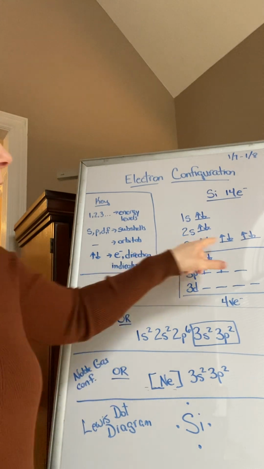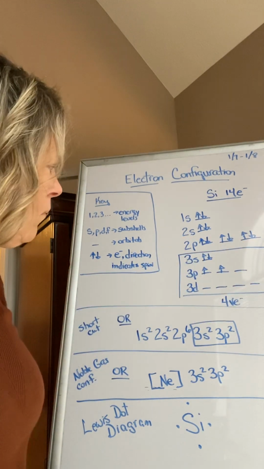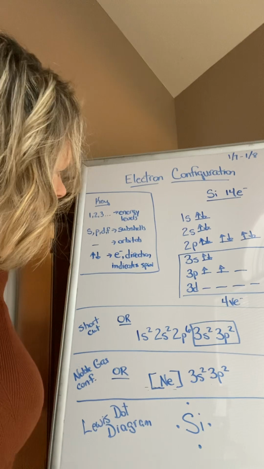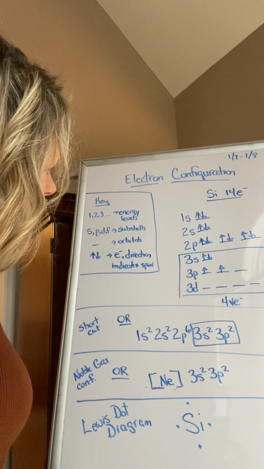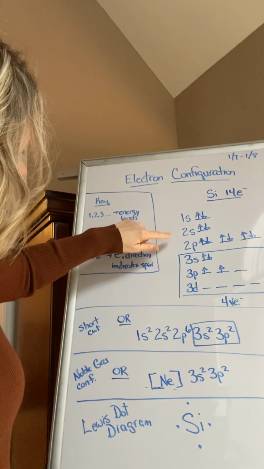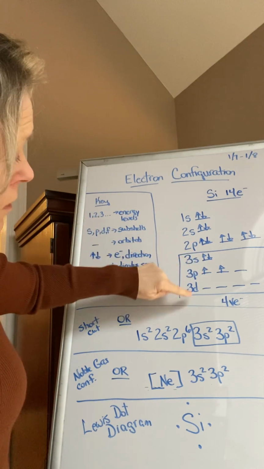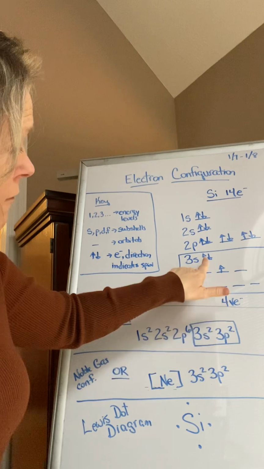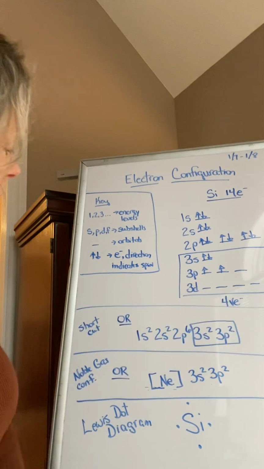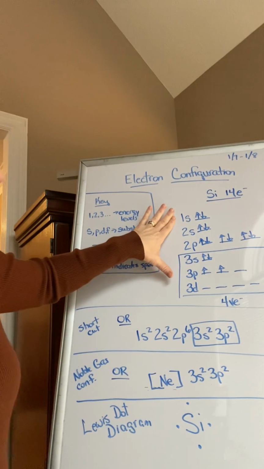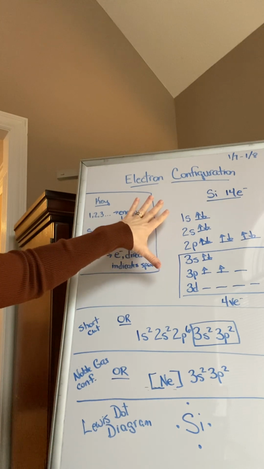I did put a box around our valence electrons there. So remember, valence electrons are the electrons in the outermost energy level. The outermost energy level here is 3, because energy levels are 1, 2, 3. So it'd be all the electrons within the 3rd energy level. And we have 1, 2, 3, 4. 4 valence.